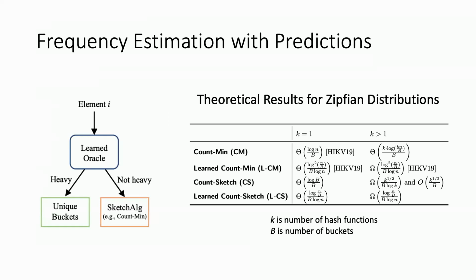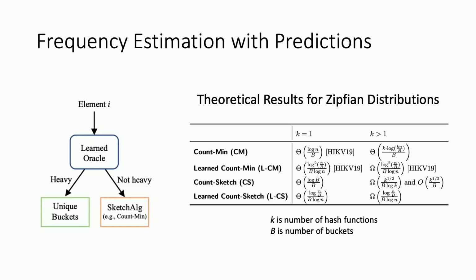And one of the things I like about this is the mental picture is just this very simple diagram. An item comes in, do I think it's one of the heavy items, in which case I'll put it in its own bucket. That means I'll just count it by itself. And if it's not heavy, I'll throw it into the sketching element. And as long as I'm right most of the time, I should get much better results. I won't get into the details, but they show we can actually prove that you can get better results doing this.